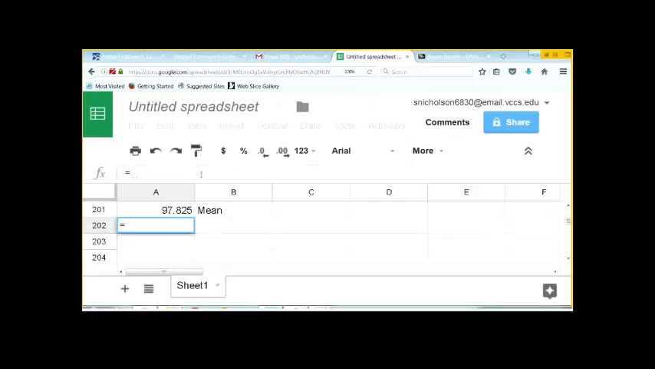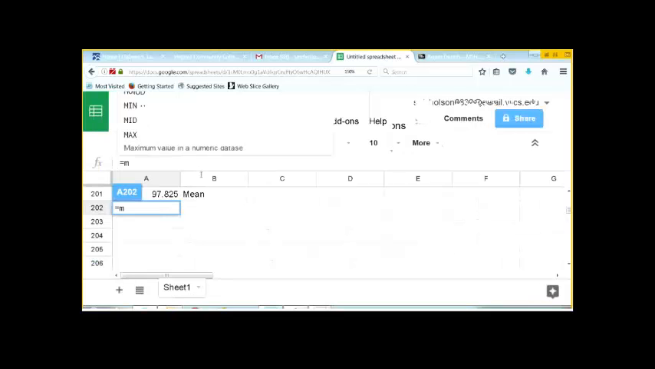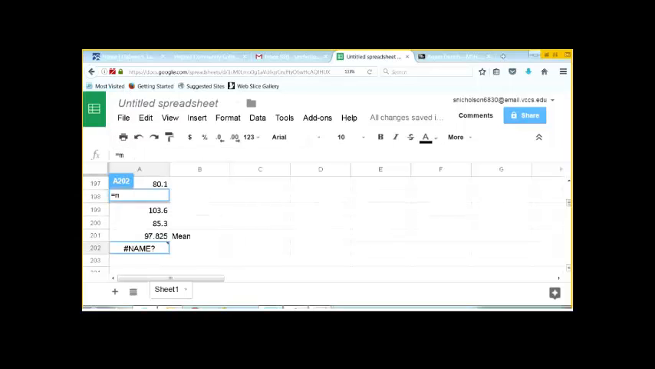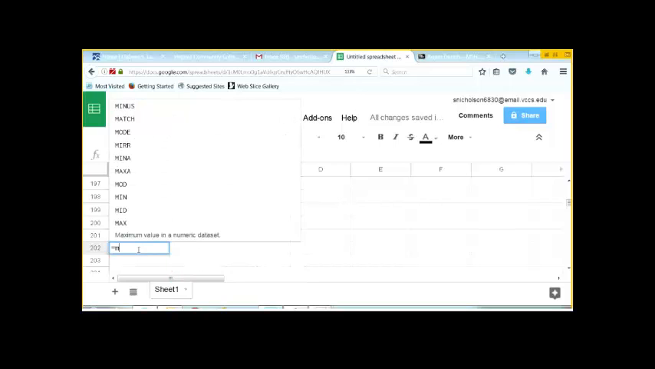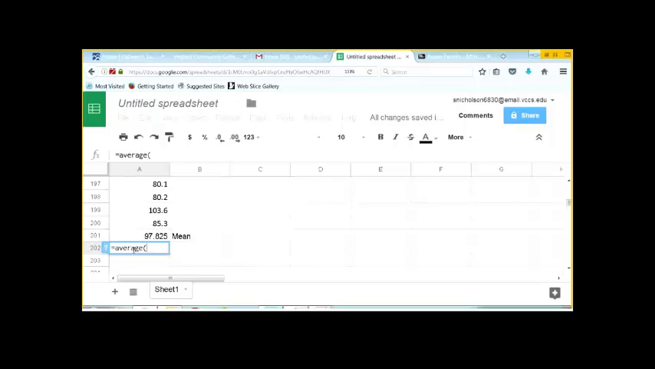Usually, maybe it is average. Let's see. What it will do is it will pop up functions that start with the letter M. So let me do that again. So equals M. I don't see mean in there, so maybe they do use average. How about average? There we go. Okay, so it's actually average, not mean.